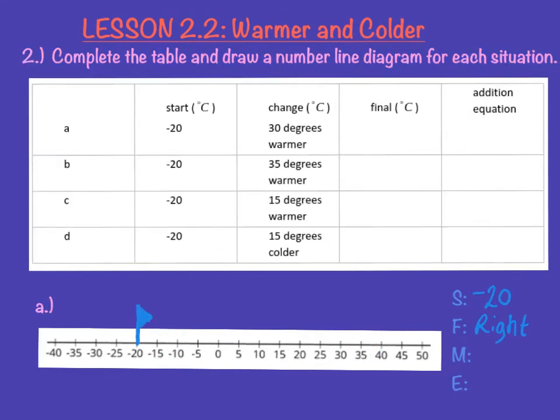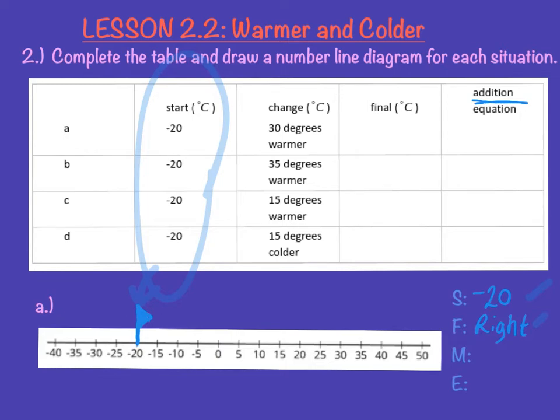Okay, next. I'm going to complete this table and draw a number line diagram for each situation. Now they did provide us with the number line, so I don't actually have to draw it. And I did go ahead, just like the last one, because each and every one of these starts at negative 20. They're all starting at the same place. So I've gone ahead and I put that in here, and also these two things. I'm starting at negative 20, and I'm facing to the right every time because I'm adding.